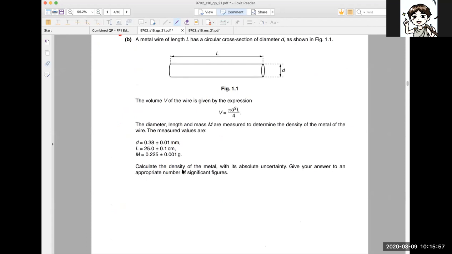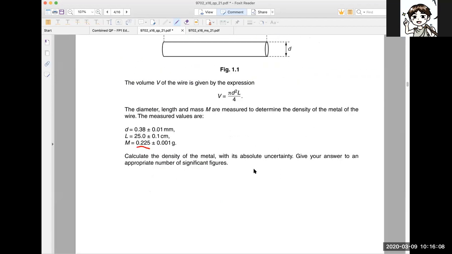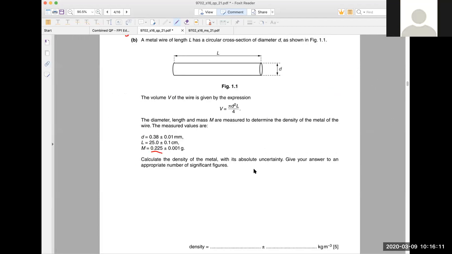Calculate the density. The mass is given here already. Give an appropriate number of significant figures with its absolute uncertainty. Wow, 5 marks. So first, can you find the density? It's mass over volume. So do it by yourself. The formula of the volume is given in the question.